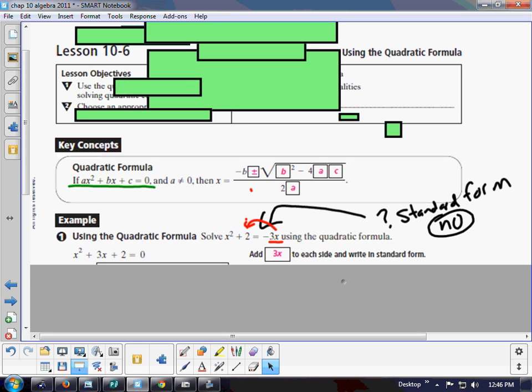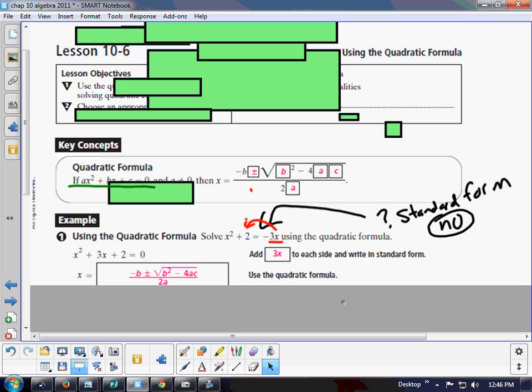Negative b plus or minus the square root of b squared minus 4ac all over 2a. Let's say that together, in a normal voice, from everybody in unison. X equals negative b plus or minus the square root of b squared minus 4ac over 2a. Okay, all divided by 2a.